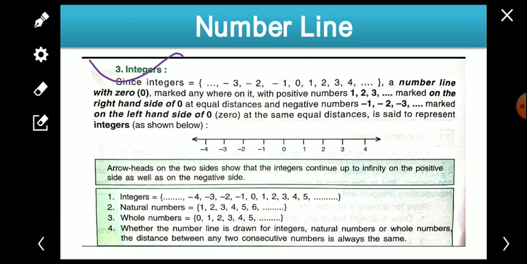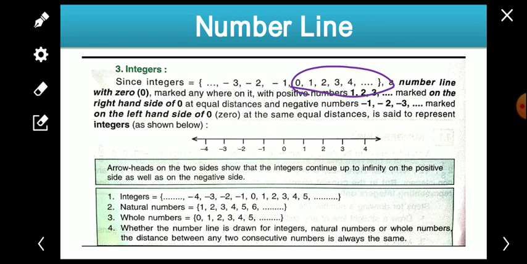Integers. Now, integers, we know that integers are the combination of the whole numbers and negative of natural numbers. Like here we can see 0, 1, 2, 3, 4 and so on, and -1, -2, -3 and so on. These are the integers. So since integers are these, a number line with 0 marked anywhere on it.